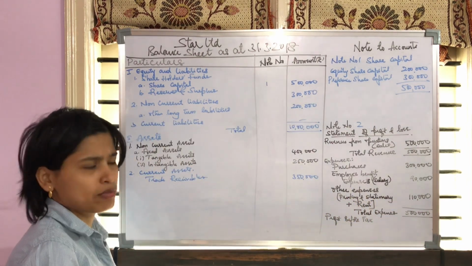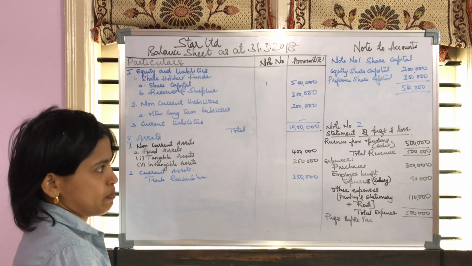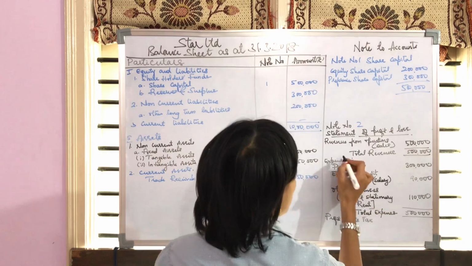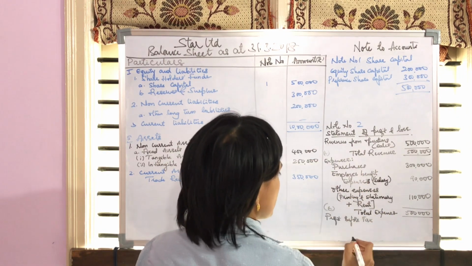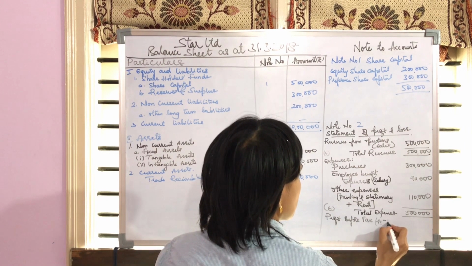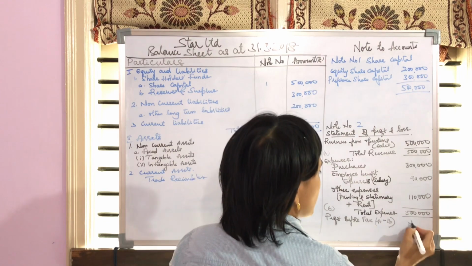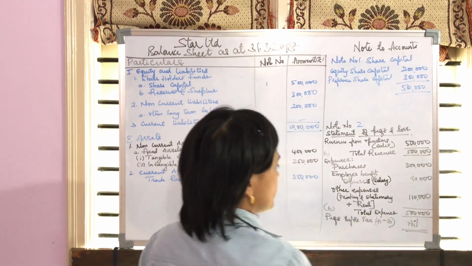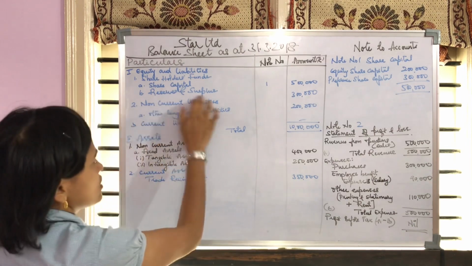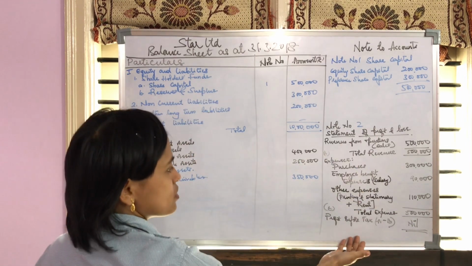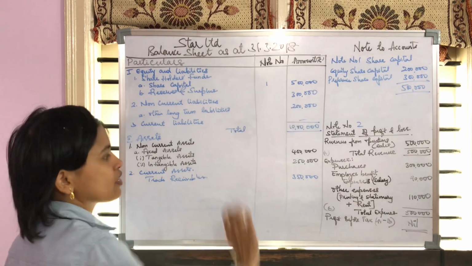So what do we do normally? That is total revenue minus expenses. So I will call this as A and this as B. So A minus B, what do we get? 5 lakh minus 5 lakh, the answer is nil. So that means when we are preparing reserves and surplus, this amount stands 0. So there is nothing for us to reduce from 3 lakh.